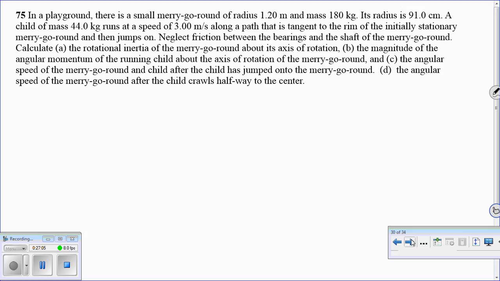All right. Also, incidentally, there's a typo in here that I meant to change. I deleted half of something, but forgot to finish it. So it says in a playground, there's a small merry-go-round of radius 1.2 meters and mass 180 kilograms. And then across the software, it says its radius is 91 centimeters. That was going to be a reference to something different that I deleted and didn't completely delete. Okay.